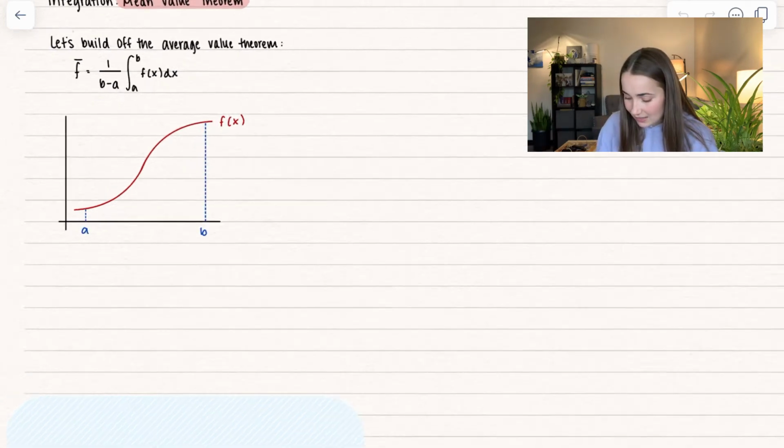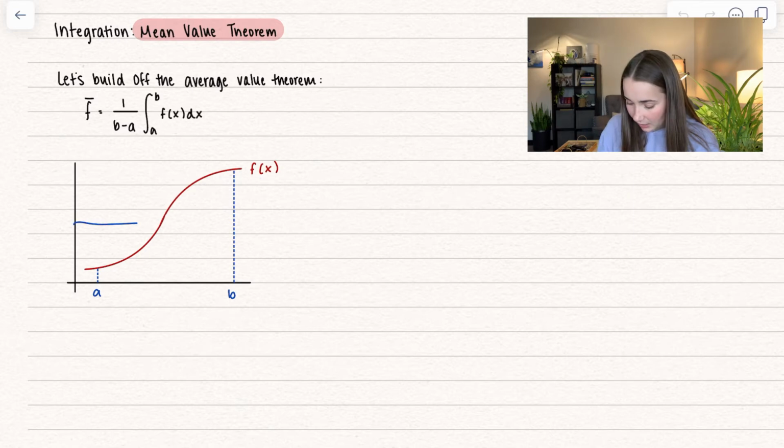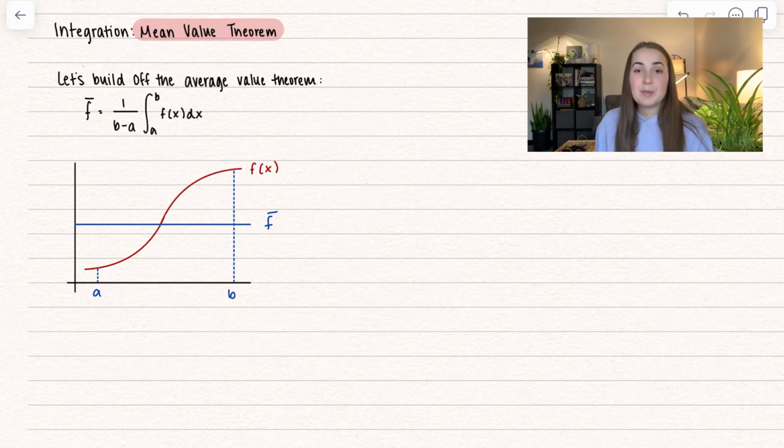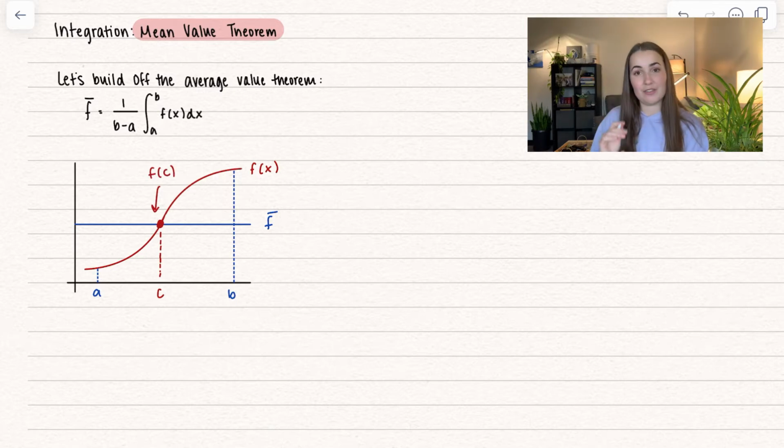So let's take this image right here. We have our function f of x on the interval a to b. And let's say that we have an average value randomly here. I'm just going to pretend that that is our average value, f bar. Because we have a continuous function, our average value must hit the function at some point. Notice right here, this is where we hit the function, and we can find a corresponding c value. And so this point right here is going to be f of c, right? That's going to be the height of the function.